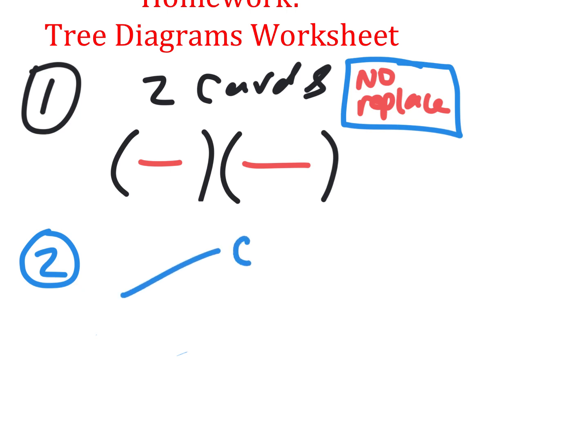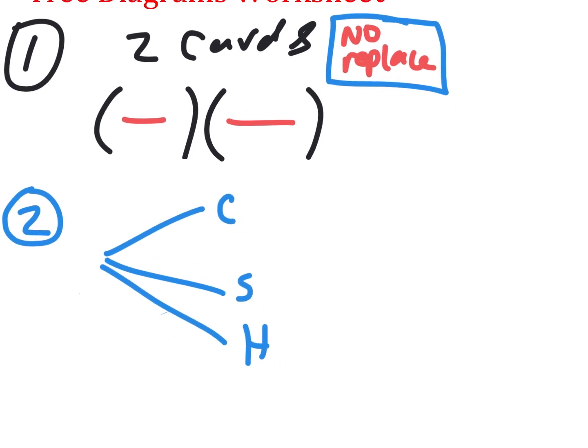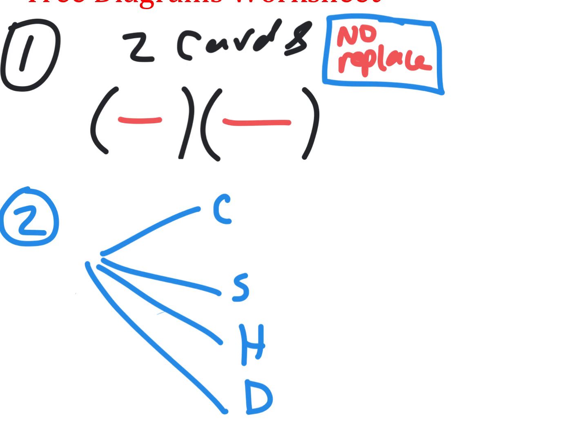Clubs, spades, hearts, and diamonds are the 4 suits. If you want to do CSHD, I would totally understand that. And then, it is out of 52, but there is a 1 in 4 chance of each of these. Couldn't you just put 0.25?